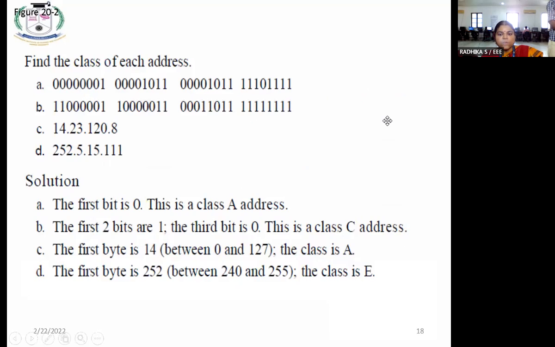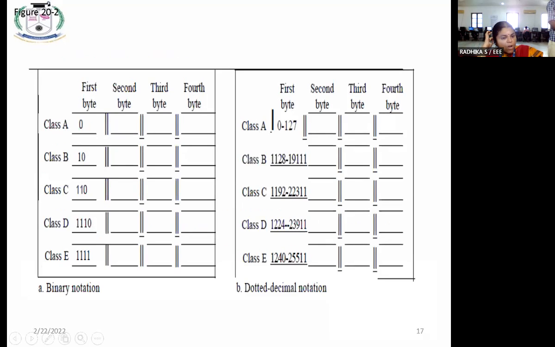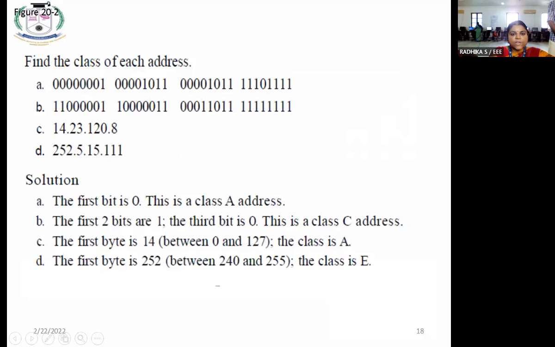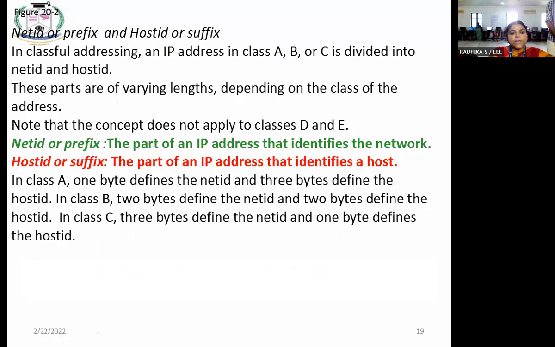Why? Because in class E, all 4 bits are 1. So it could be all numbers ranging from 0, 0, 0, 0 to 1, 1, 1, 1. So when I talk about the first byte, it is 1, 1, 1, 1 followed by the next four bits. So that is the range of the class E addressing. Hope you can understand. So from the addressing, you can understand which class a particular address belongs to.